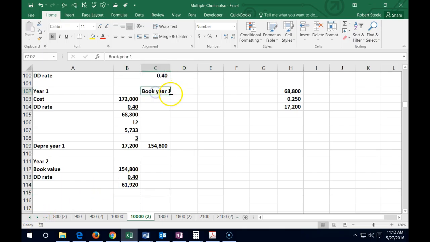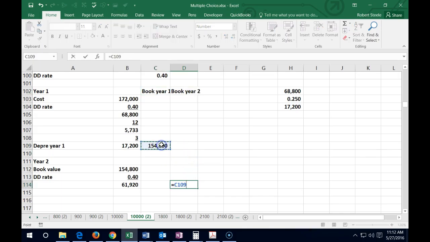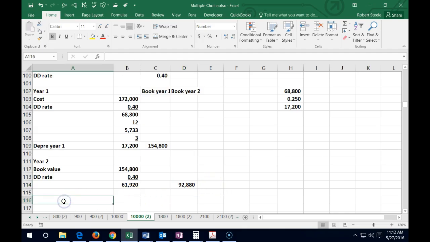And then the book value for year 2, I'm going to pull this over. I'm going to say book value year 2 then. I'll put this over here. It's going to be the book value from last year minus the depreciation for this year. And we're going to pull over, this is going to be the book value for year 2. And then, of course, we would go on to the next one for year 3.